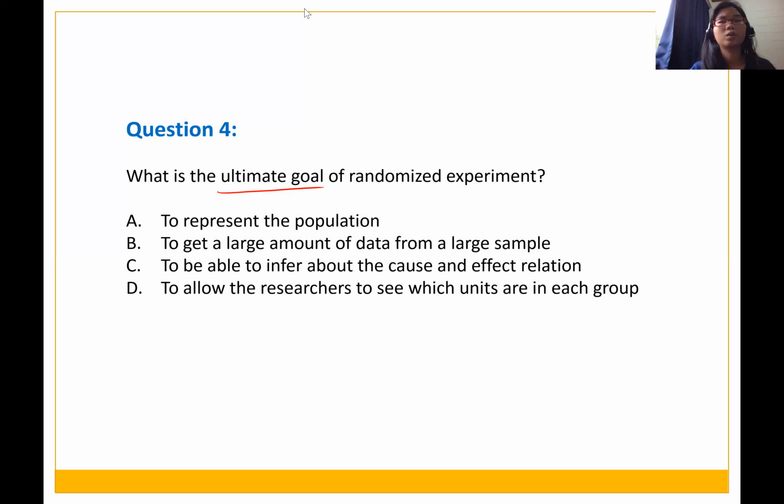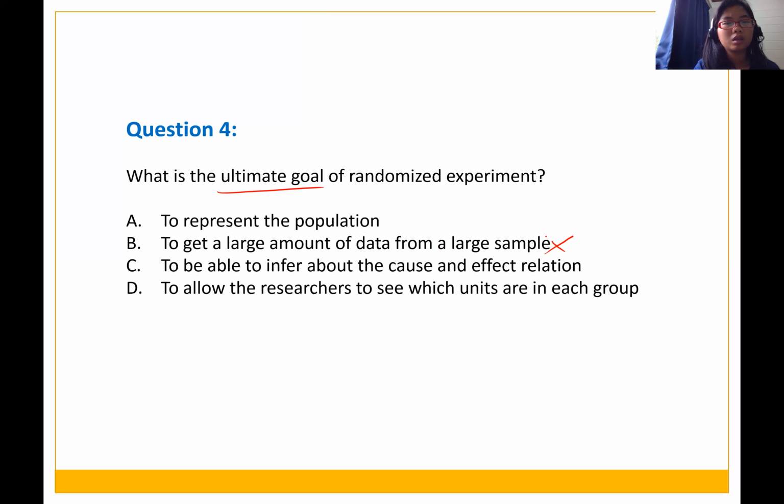Okay, so we're back. I'm thinking in my head there would be 2 answers that you guys might be confused about which one to choose. So first of all, we're gonna eliminate B and D. So B, to get a large amount of data. Obviously, trying to get a large amount of data is one of the things, but it's not the final goal. Like, why do we actually do that experiment or that study at all? So that is not the case.